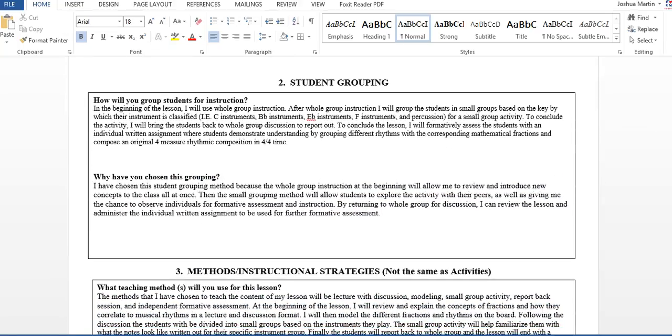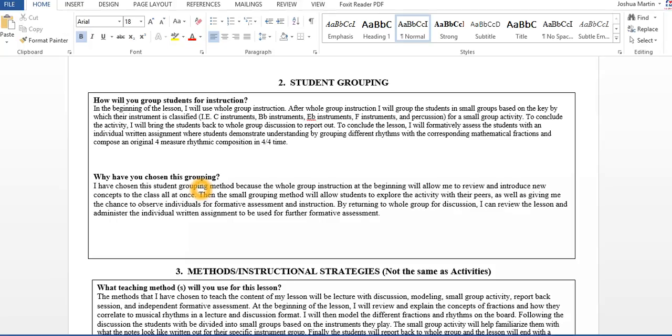All right, going down to student grouping. In this lesson, I will be using whole group and small group instruction. Why have I chosen this grouping? I've chosen whole group because in the beginning I will use it for a lecture and discussion section. This will allow me to review math concepts that they have learned in the math classroom and also correlate it to how it correlates to the music rhythms that we will discuss.